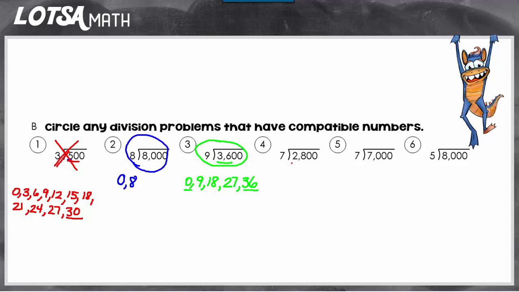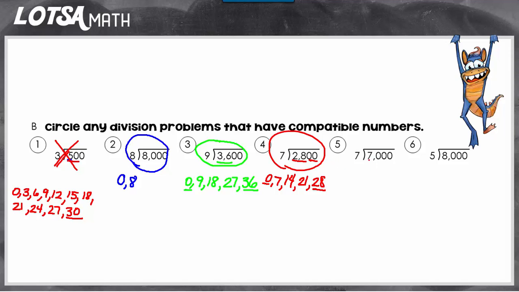So let's look at number 4. We have 2,800 divided by 7. So we need to see if 2,800 is made up of multiples of 7. And I'm going to start by just listing the multiples of 7. I can stop if I get to 2 or 28. So here we have 7. Oops, forgot to start with 0. 0, 7, 14, 21, 28. And I can stop right there now because I can see that this whole dividend is made up of numbers that are multiples of 7. So number 4 is compatible.